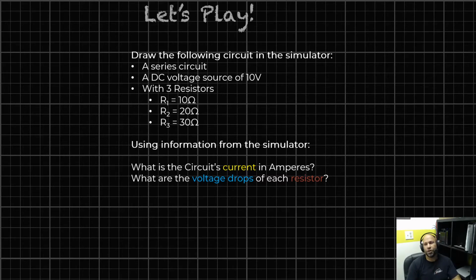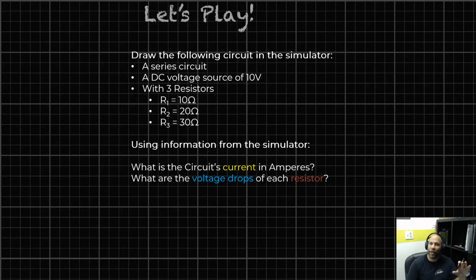So I want you to draw the following circuit in the simulator. I'm looking for a series circuit. It's going to have a DC voltage source of 10 volts and there will be 3 resistors in series. We'll call R1 10 ohms, R2 will be rated at 20 ohms, and R3 will have a value of 30 ohms. I want you to only use the information from the simulator. I don't want you to do the brain sweat and pull out a pen and paper to do the math. I want to find out what's the circuit's current. What's the current going through the circuit in amperes? And I also want to know the voltage drop for each resistor.